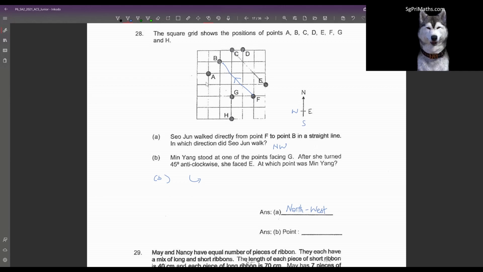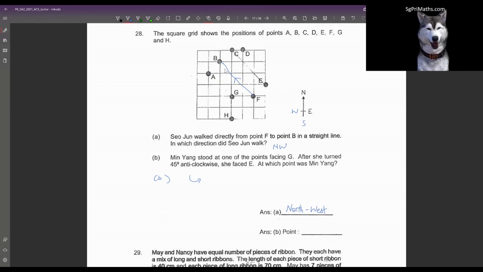Okay, so for example, let's start with A. If Ming stood at A, faced G, and she turned 45 degrees anti-clockwise, it is over here. She will be here after she turned 45 degrees, which is nowhere. So A is wrong. How about B? If B faces G, 45 degrees, that's a bit hard. I think if B faces G here, 45 degrees will probably give you facing F, so it's not.